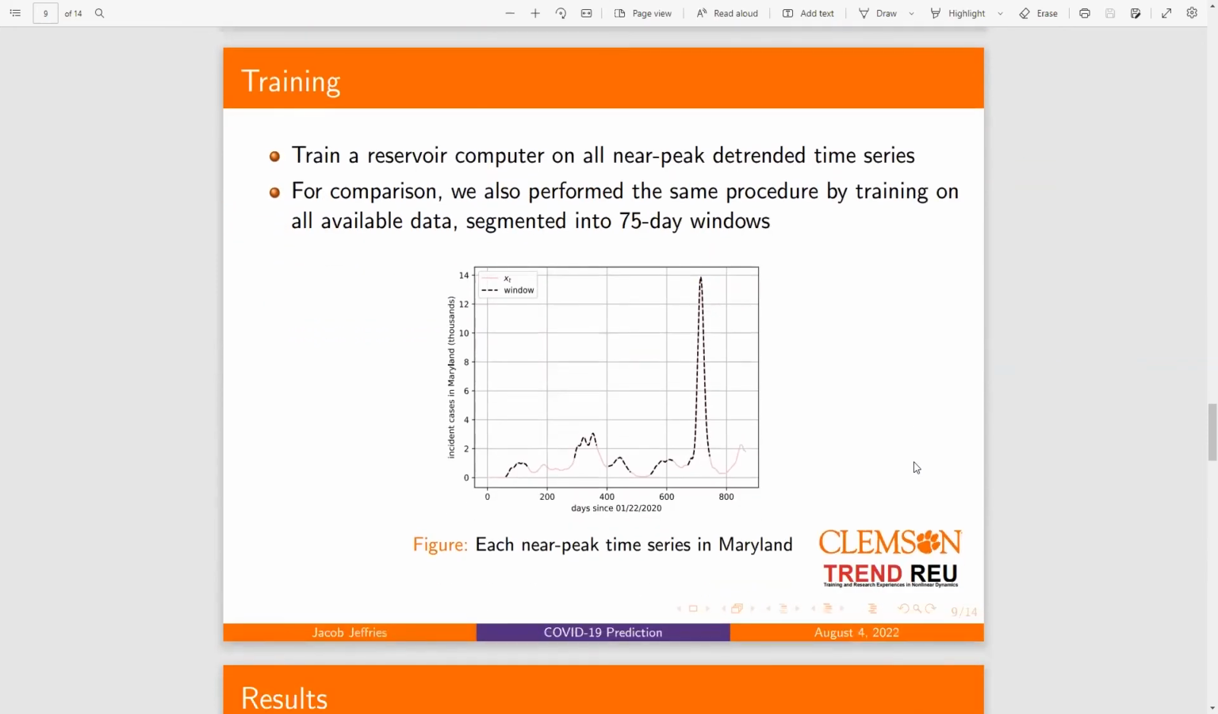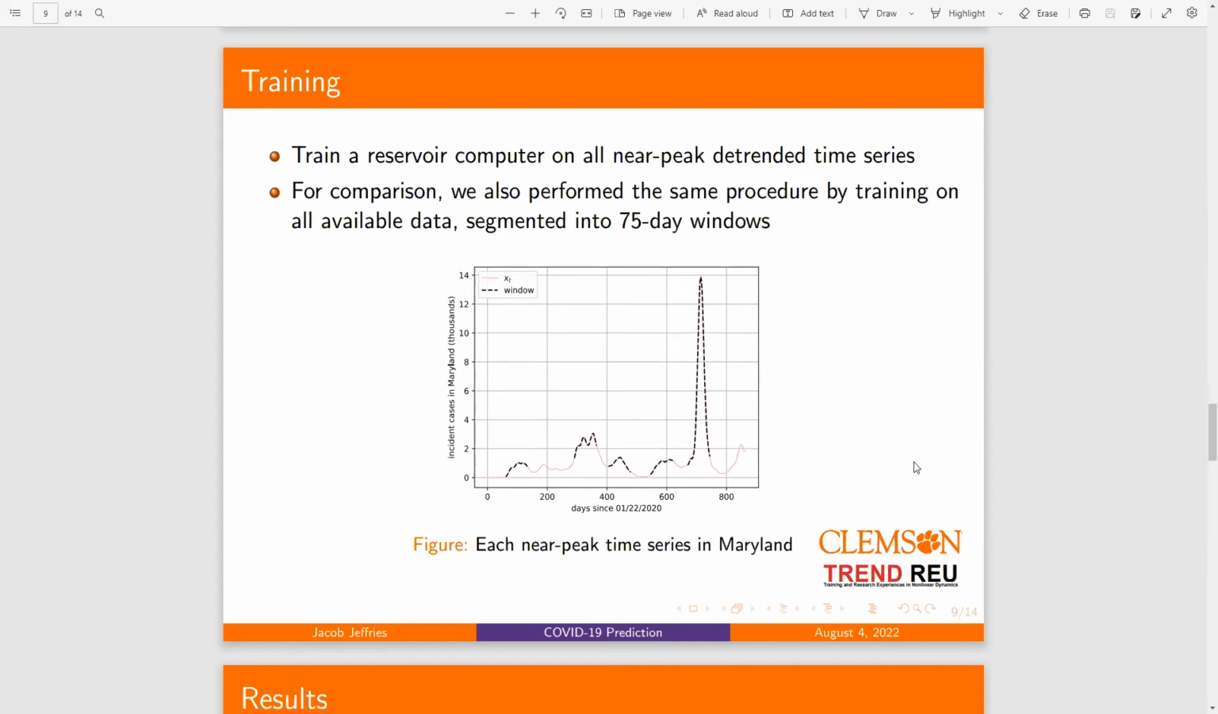So we trained a reservoir computer on all near peak detrended time series. And for comparison, we also did the same procedure by training on all the available data that wasn't around peaks. So this plot is the incident case time series in Maryland, filtered. The black dashed line indicates the data that we picked to train on. This is the data that's surrounding peaks.